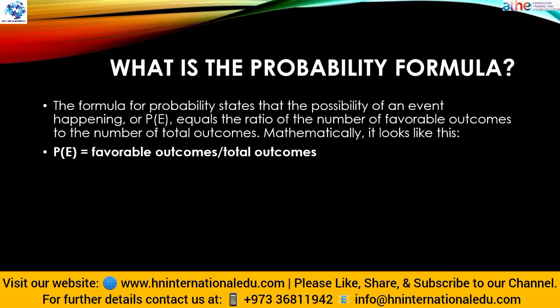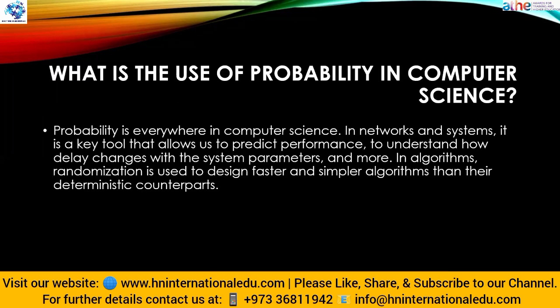Mathematically, it looks like this. When we write it in mathematical form, this is the way to write the formula. When we are talking about anything related to the favorable outcomes and the total number of outcomes, we can simply divide them and get the probability.